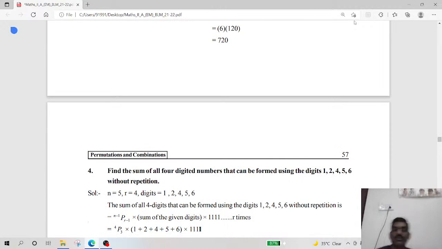Next, question number 4. Find the sum of all 4-digit numbers that can be formed using the digits 1, 2, 4, 5, 6 without repetition.